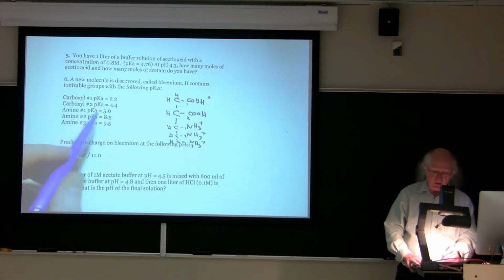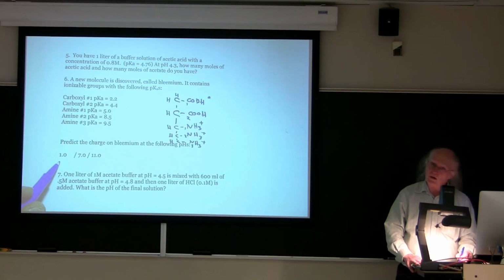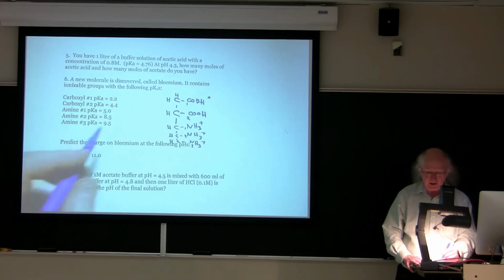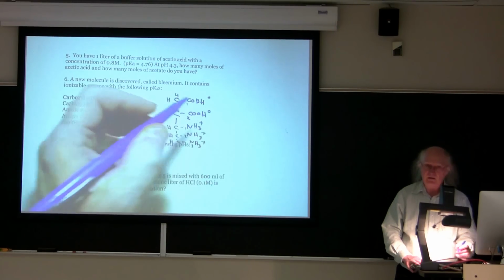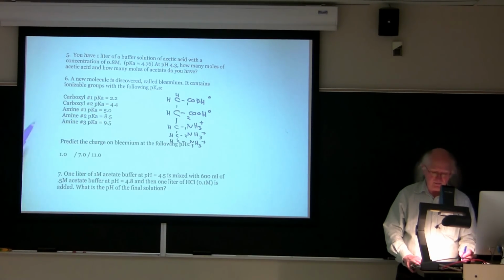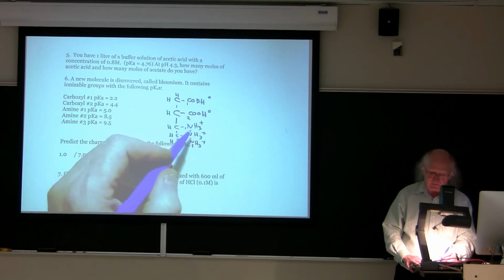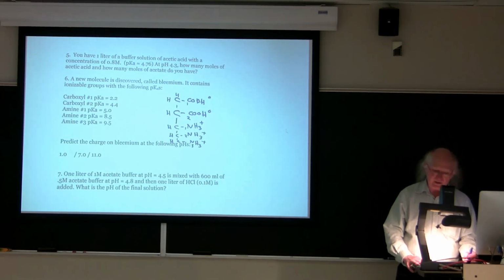Carbon number 2, or carboxyl number 2, is right here, and it has a pKa value of 4.4. 1, of course, is more than 1 unit below that. So this proton is also on. This charge is 0. Amine number 1 has a pKa value of 5, and 1, of course, is more than 1 unit below 5. So it has a proton on, as I have drawn, and it has a plus charge, as I have drawn.